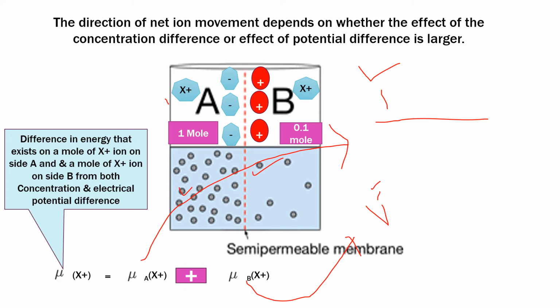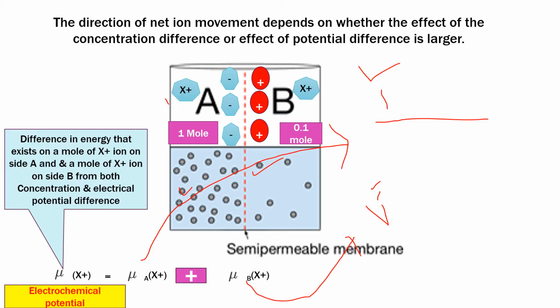How are we going to compare that, who will win? The quantity that allows us to compare the relative contributions of the ionic concentration and the electrical potential to the movement of an ion is called the electrochemical potential. So this one is your electrochemical potential. Electrochemical potential means what?